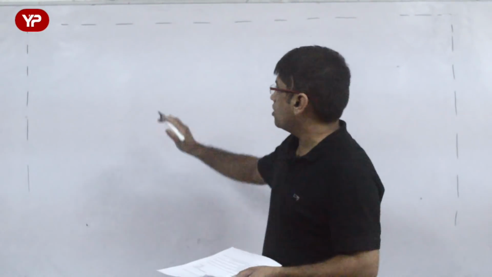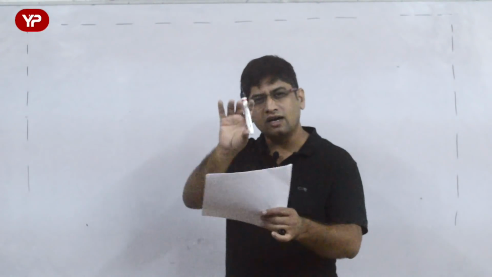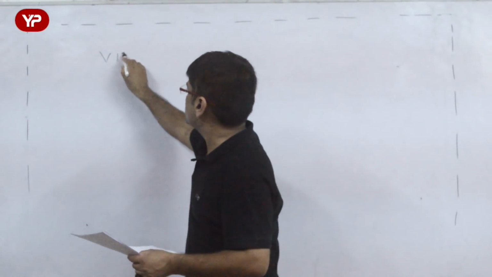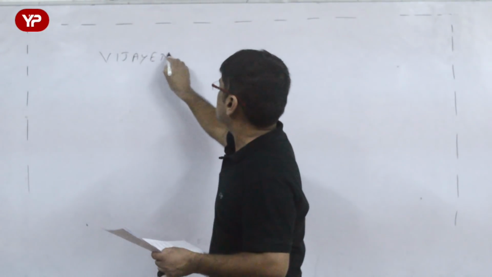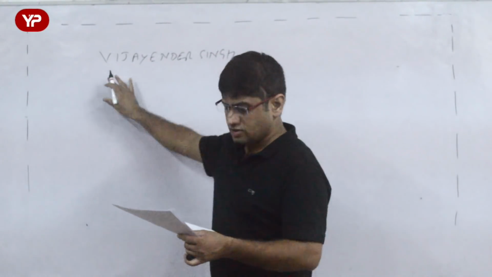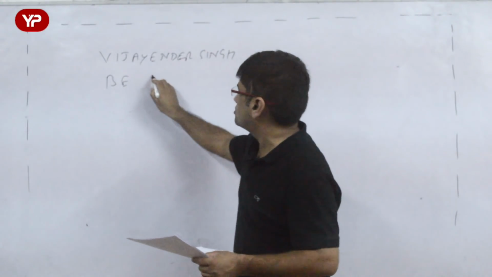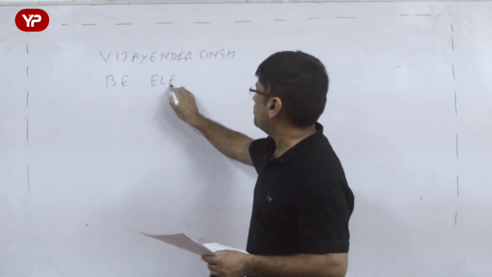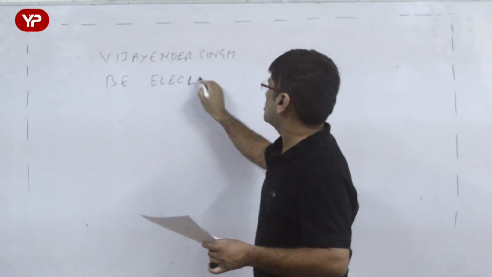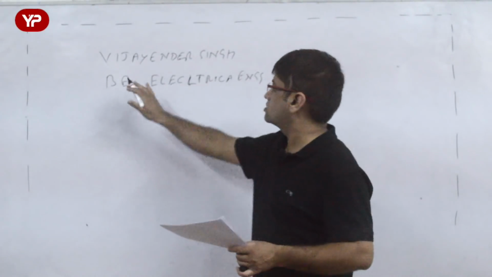So first of all, before you make the CV, you have to give your name, a little address and a photograph. Suppose I say my name is Vijayender Singh, so I will put this is my name, Vijayender Singh. And just below that I will say what I have done. Suppose my qualification is BE electrical, so I will write BE electrical engineering.